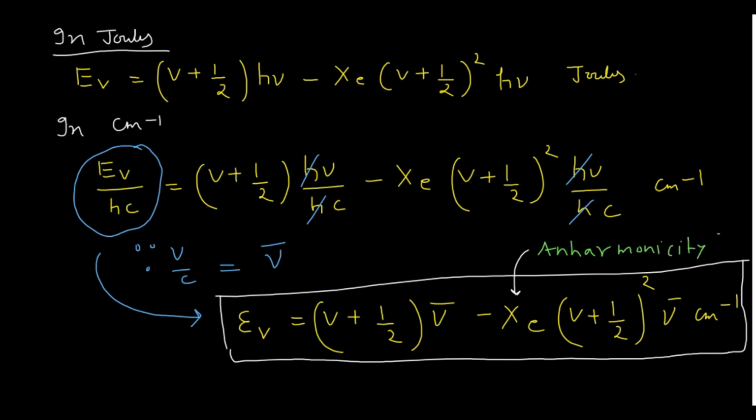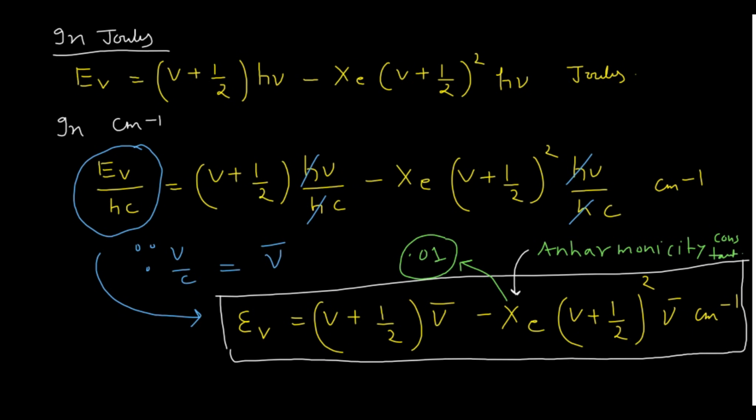This anharmonicity constant actually has a very low value, 0.01. You should remember this particular point: the value of this anharmonicity constant is roughly 0.01, not exactly, but roughly 0.01. I hope you understood this clearly.